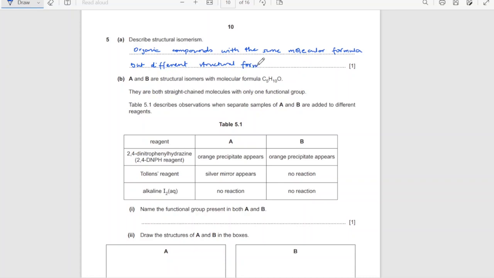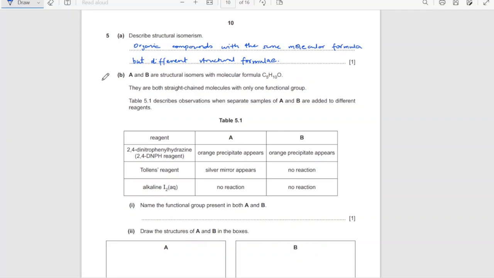So that's the description of structural isomerism. All right, this is the easiest question that you could get from isomerism. The students taking this paper were lucky to get a break with this question, especially looking at the questions before that, which were a little more difficult than usual.